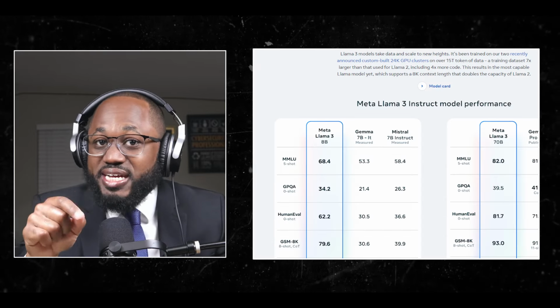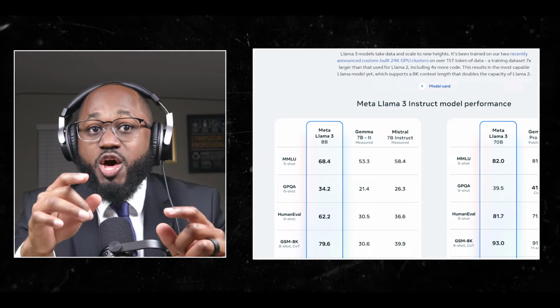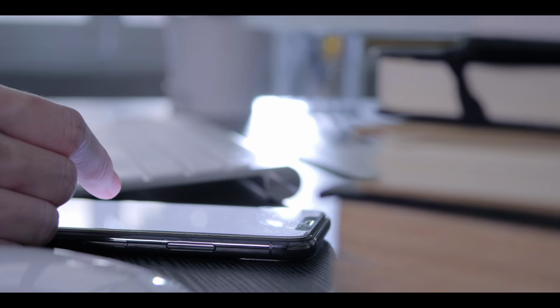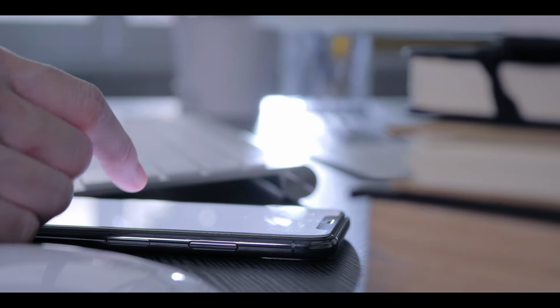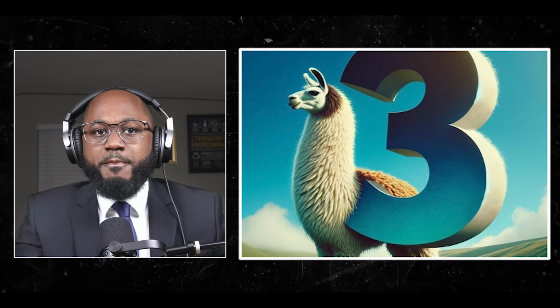8,000 tokens. With 8,000 tokens, users can send larger prompts and expect the model to generate more content in response to them. In comparison, the previous version of LLAMA supported only 4,096 tokens. So you see the increase there? Huge increase.